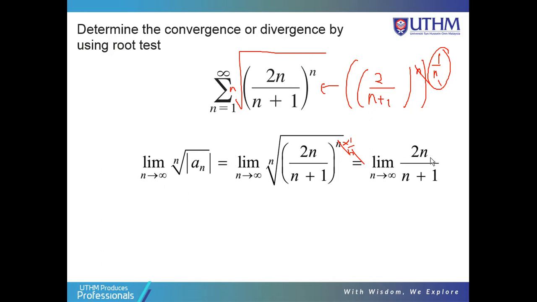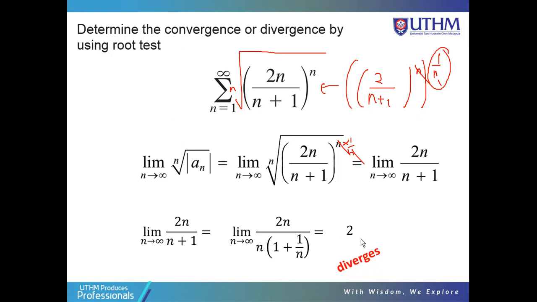So how to solve the limit here, you need to divide by highest degrees, highest n degrees. Okay, and then you can get the answer equal to 2. Okay, equal to 2, larger than 1, so this one is the divergence.